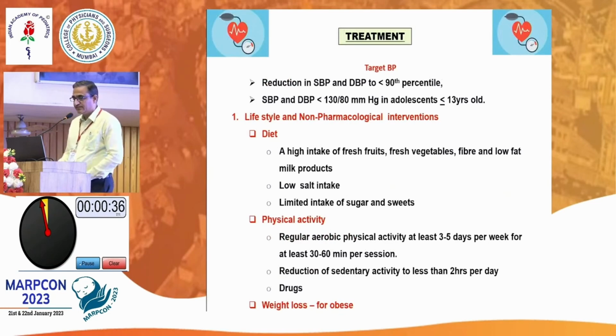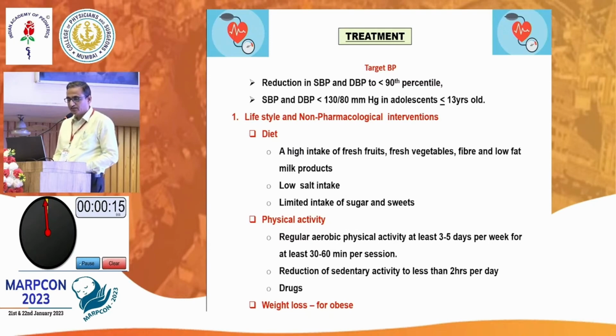Now, everything is done. Now, how to treat? The goal of the treatment is reduction in systolic and diastolic blood pressure to less than the 90th percentile. And two types of treatments are advised: non-pharmacological and pharmacological. Non-pharmacological intervention is also called lifestyle modification. It consists of diet, physical activity, and weight loss for obese children.